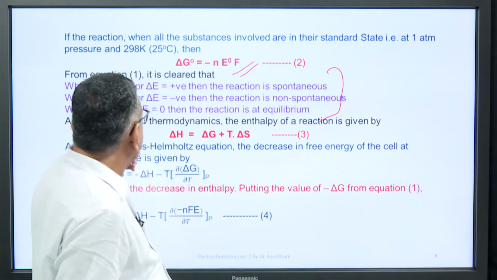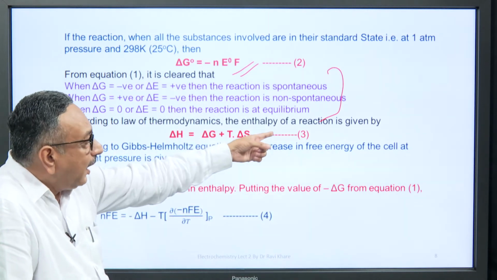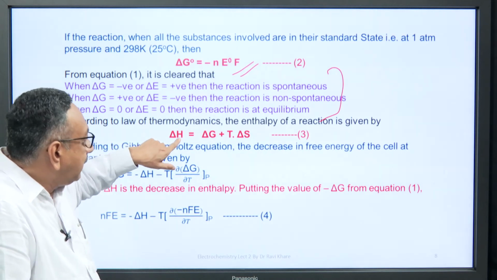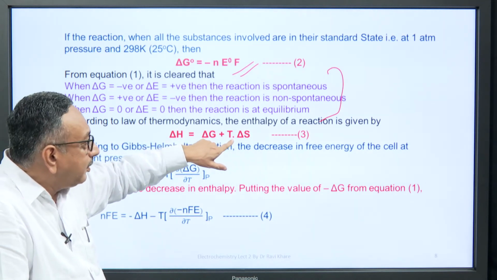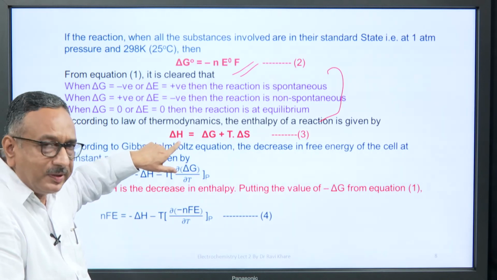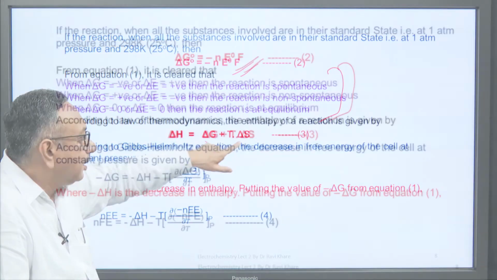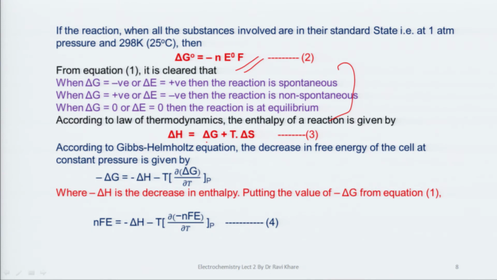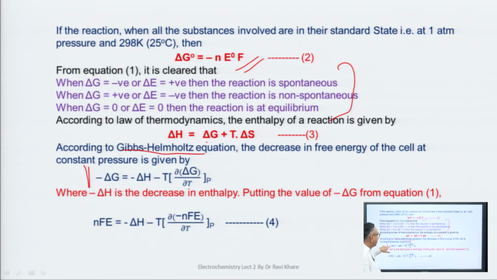Now, according to the law of thermodynamics, the enthalpy of the reaction is given by delta H equals delta G plus T into delta S. Delta H is the enthalpy change, delta G the free energy change, T the absolute temperature, and delta S the entropy change. According to the Gibbs-Helmholtz equation, a very important equation, minus delta G is equal to minus delta H minus T times partial differentiation of delta G upon partial differentiation of temperature at constant pressure, where minus delta H is the decrease in enthalpy.